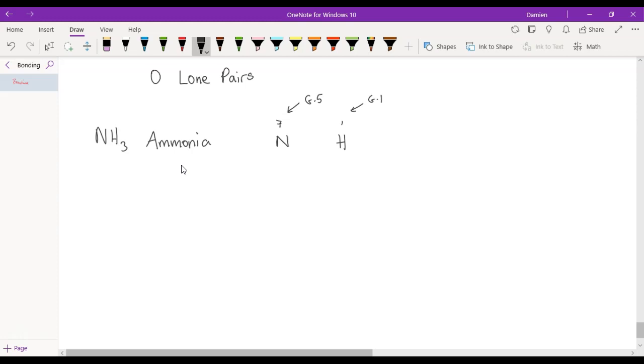So when we're drawing NH3 ammonia, same thing, we start with nitrogen. We're not interested in the first 2 electrons, we're only interested in the outer 3. Now, when we draw these outer 3 electrons, this is the way it sets itself up. So if you look, we have NH3.